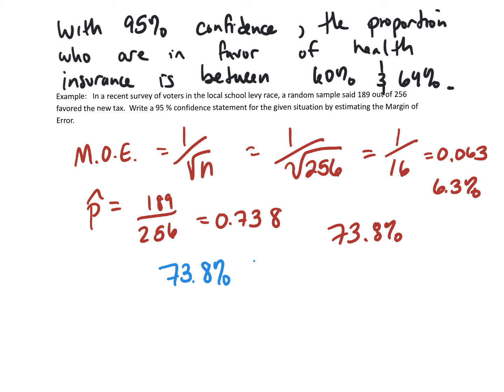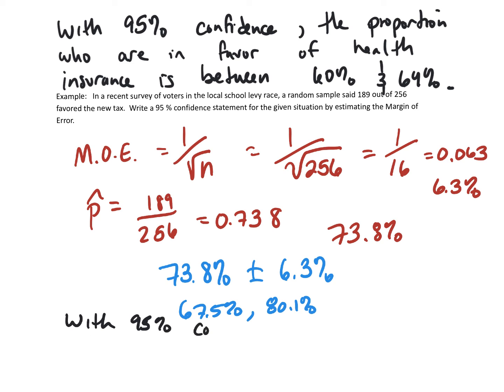So our interval is going to be 73.8%, that's from our p-hat, plus and minus our margin of error, 6.3%. So I'm going to add and subtract those percentages. 73.8 plus 6.3 is 80.1. And if I subtract them, 73.8 minus 6.3, I get 67.5%.